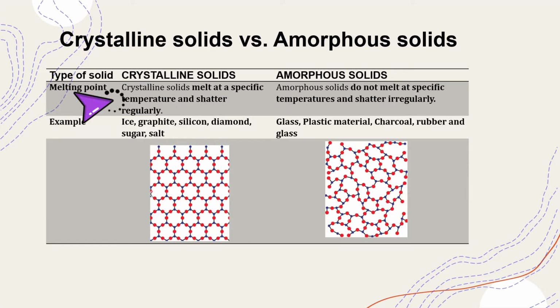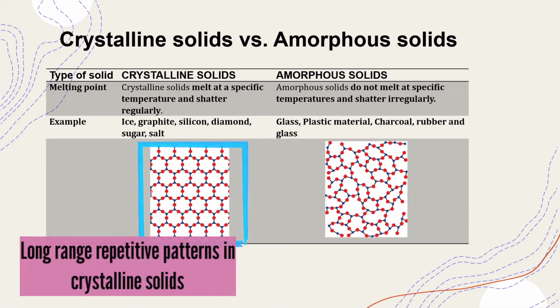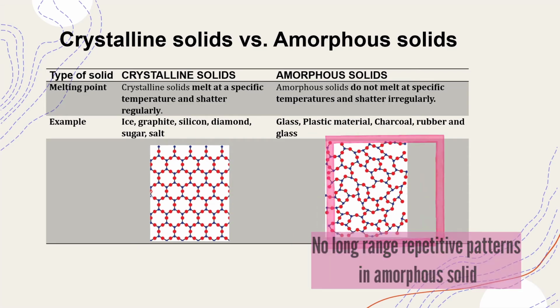In terms of melting point, crystalline solids melt at a specific temperature and shatter regularly. For amorphous solids, they do not melt at specific temperatures and shatter irregularly. Examples of crystalline solids include ice, graphite, silicon, diamond, and sugar. Amorphous solids include glass, plastic materials, charcoal, and rubber. The diagram here shows the long-range repetitive patterns in the crystalline solid, and the diagram here shows there is no long-range repetitive structure in the amorphous solid.